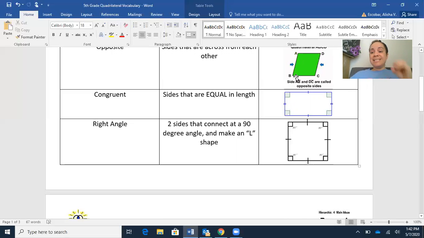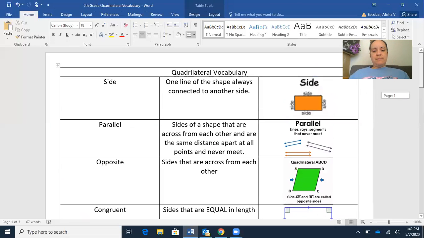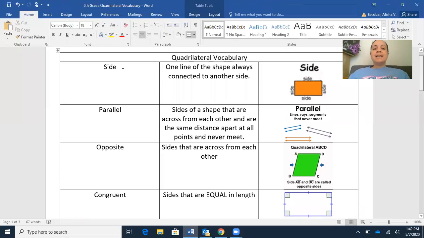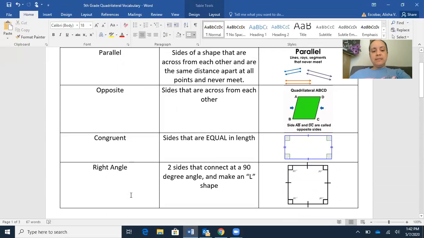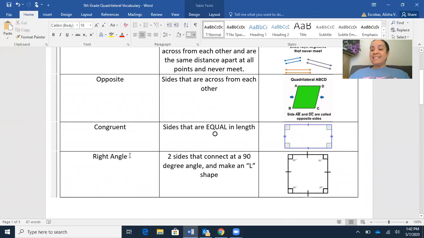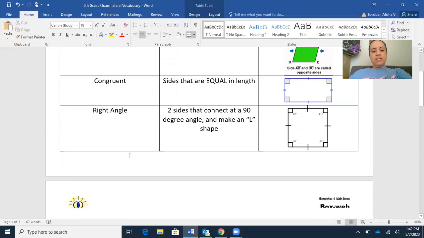So this shape has 0 right angles. So it does not have any right angles, okay? So let's review our vocabulary words one more time. Say them with me, ready? Side, parallel, opposite, congruent, and right angle. All right, good job.